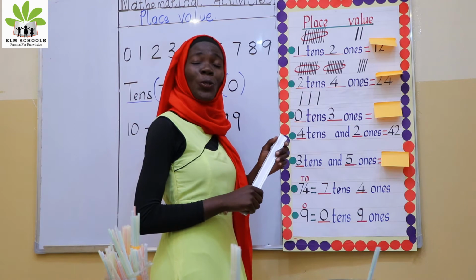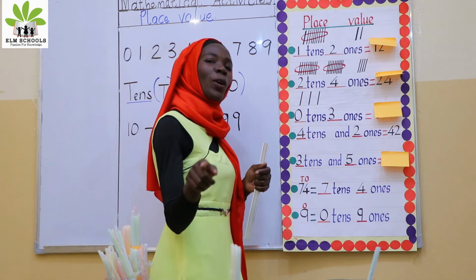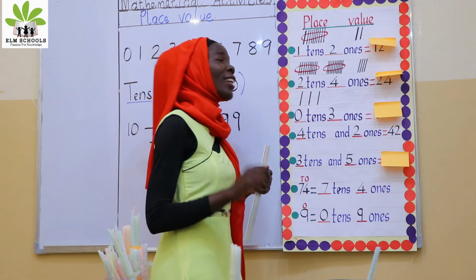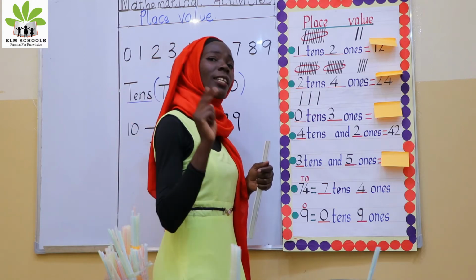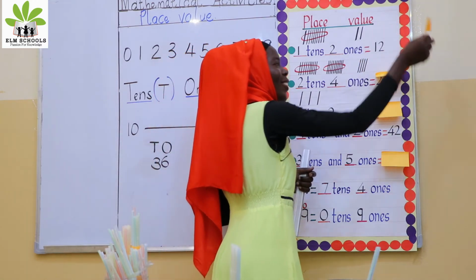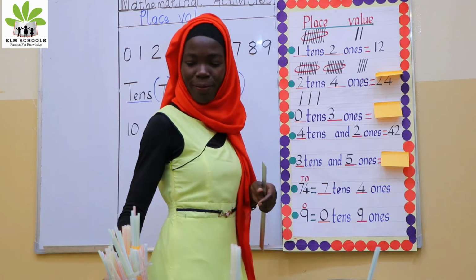1 ten and 2 ones. Now what do I get? Remember, we did the counting together. So what do I get? When you take a 10 and 2 loose, that is the place value of ones, what do you get? Wow, you get 12.